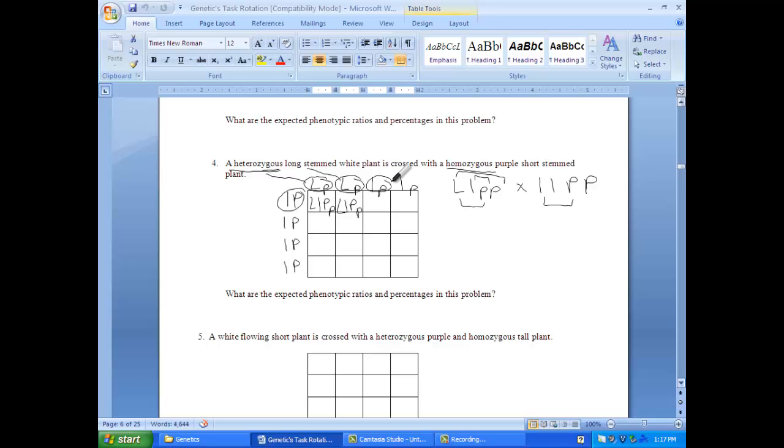If this sperm cell fertilizes this egg cell, we're left with little, big, little. And the same thing here. Little, big, little. So any questions with that?